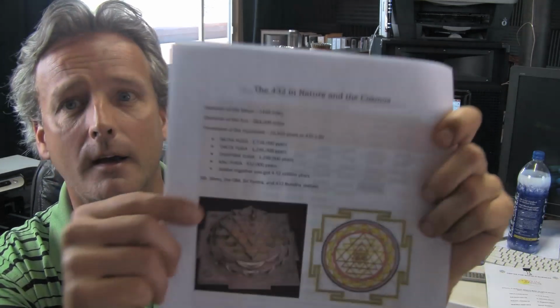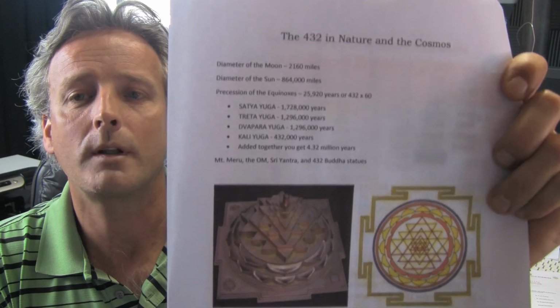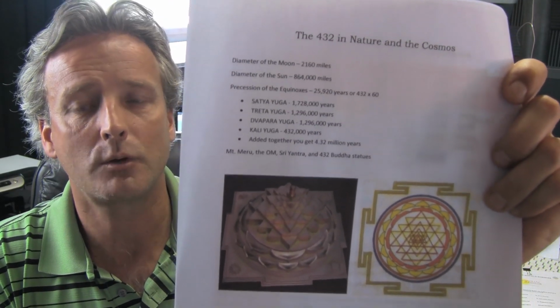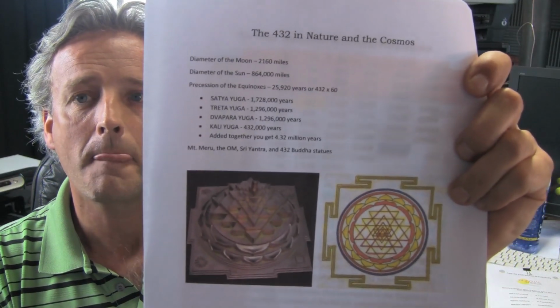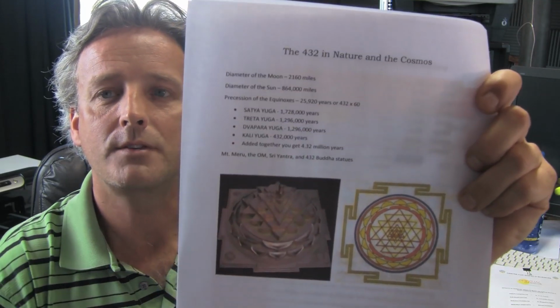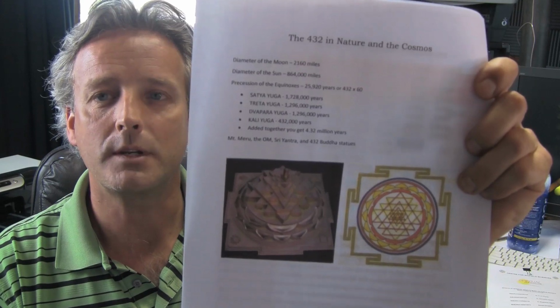In ancient India, they have time periods, the Satya Yuga and so on. I'll give you the yugas right there. There are 4 time periods, and each one of those numbers is perfectly divisible by the 432. Every single one of them. Of course, you see the last one is actually 432,000 years. Now, if you take all 4 of these numbers and add them together, you get 4.32 million years. The 432 is in everything.